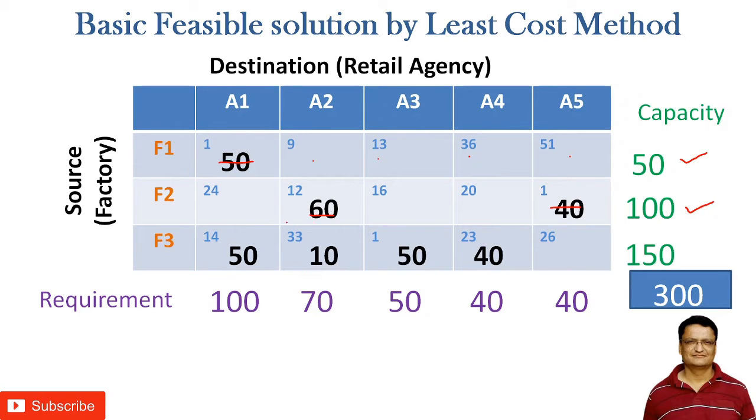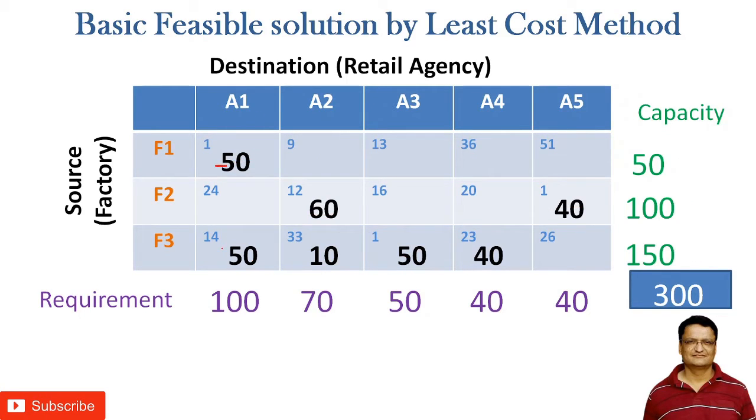So I can say that this row constraint is also satisfied. Again, 50 plus 10 plus 50 plus 40, which gives me 150. So I can say that all the supply constraints or capacity constraints have been satisfied. Similarly, we can look at the columns.